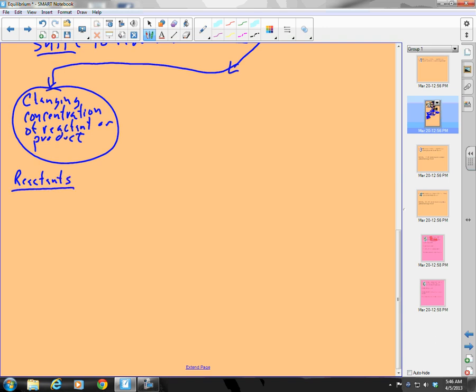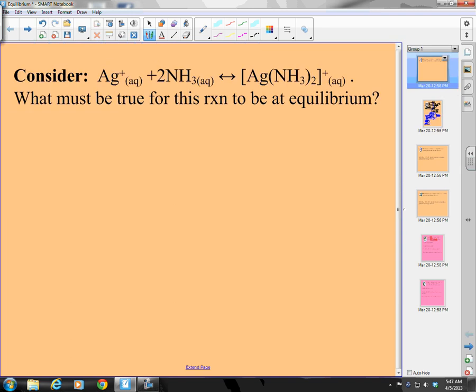Reactants. Okay, good. And I can do two things with the reactants. I can increase concentration or decrease concentration. So first, let's take number one, and we will increase the concentration of a reactant. Okay, and so let's come back here. Let's go up here. There we go. Something clean. So let's say I increase the concentration of my silver ion. What's going to happen?